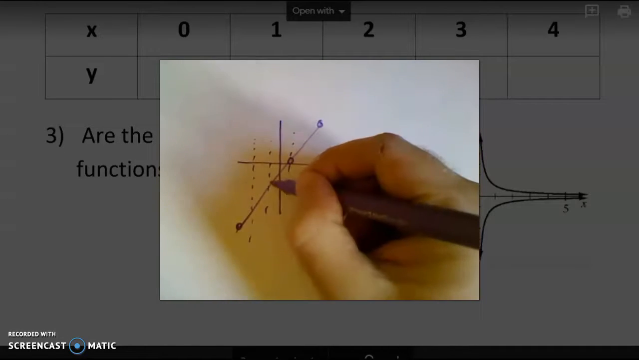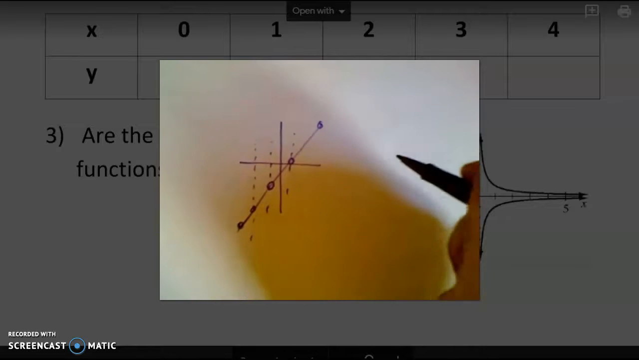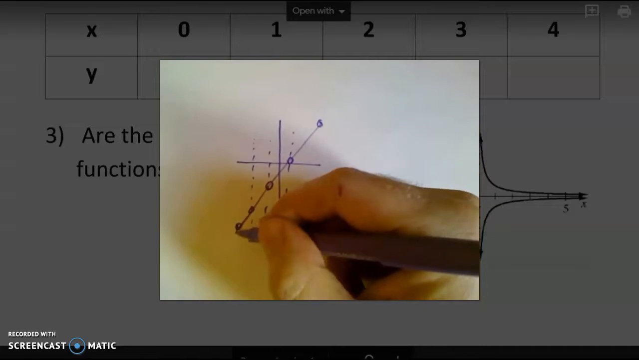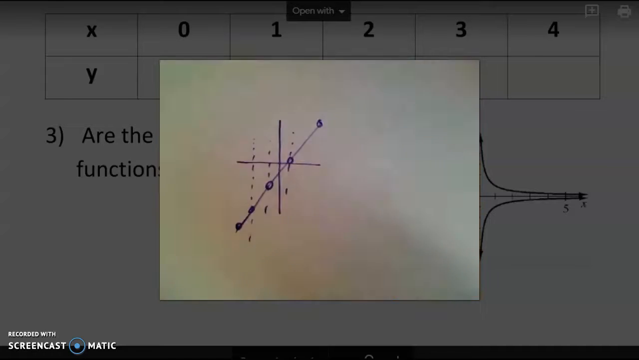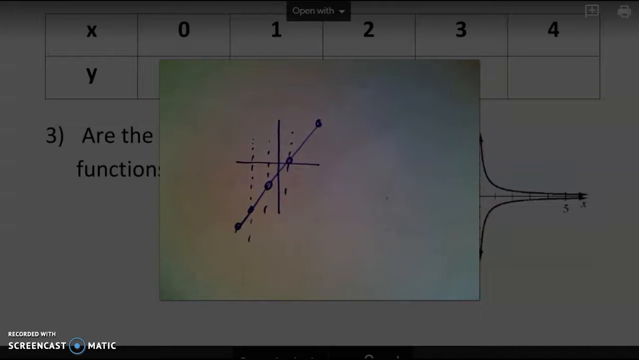And they only cross at one spot. So as long as it doesn't cross more than one time, that means this is a function. For any x value, you get at most one y answer. And the same thing for the second one here.